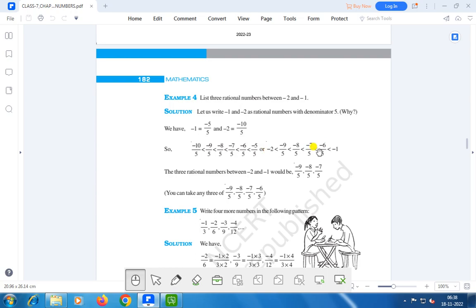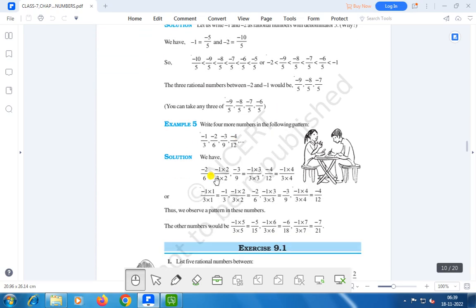Then we are getting that between minus 2 and minus 1, there are minus 9 by 5, minus 8 by 5, minus 7 by 5, minus 6 by 5. The three rational numbers between minus 2 and minus 1 would be minus 9 by 5, minus 8 by 5, minus 7 by 5. You can take any three of minus 9 by 5, minus 8 by 5, minus 7 by 5, or minus 6 by 5.